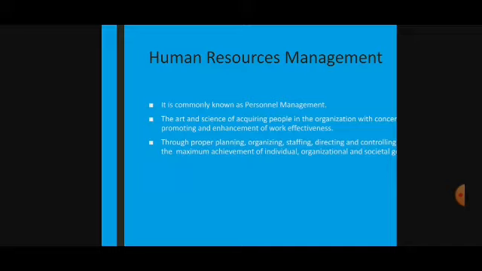Human resource management is commonly known as personnel management, the art and the science of acquiring people in an organization with concern for promoting and enhancing work effectiveness through proper planning, organizing, staffing, directing and controlling, and maximizing the achievement of individual, organizational and social goals.